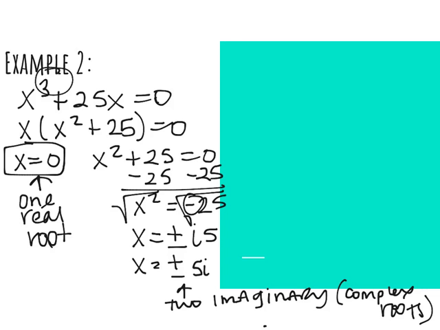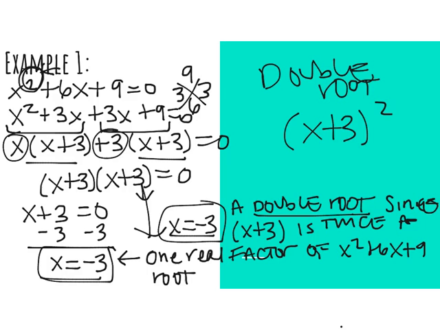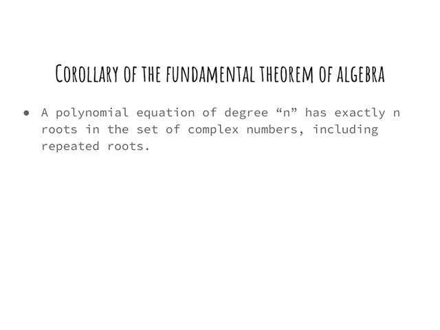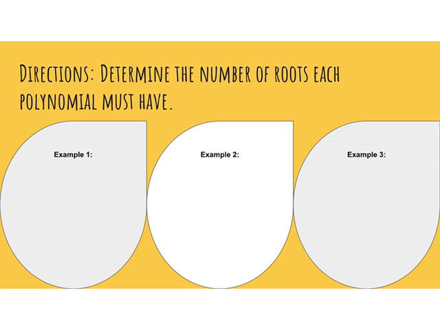And you guys, this one is called a multiplicity of 2. It occurred twice, so multiplicity of 2. So you'll see that on the guided notes. Okay, the corollary of the fundamental theorem of algebra. So this is just the opposite. Now if we have a polynomial equation of degree n, it's going to have exactly n roots. So that's what I've been saying, like our degree 3 is going to have 3 roots. In the set of complex numbers, we happen to have 2 complex numbers and 1 real. And the complex numbers can actually have real coefficients as well, including our repeated roots, which was that x plus 3 squared.